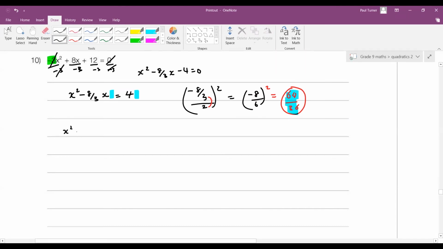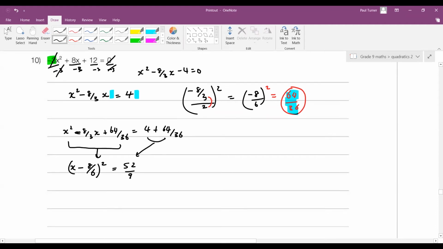So x squared minus 8 on 3x plus 64 on 36 equals 4 plus 64 on 36. That can be simplified, but you don't need to. This here will be a complete square. So we're going to get x minus, because we have a minus sign, 64 on 36. The square root of that would be 8 on 6. And that can also be simplified if you want. And this is going to give you 52 on 9, this bit here.